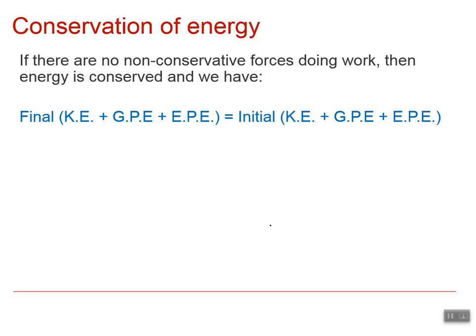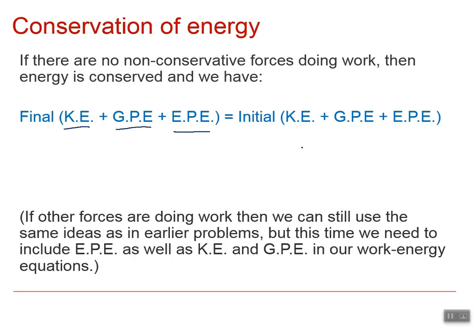So if we have no non-conservative forces doing work, things like friction or air resistance, then energy is conserved, and we have that our final kinetic energy plus our gravitational potential energy plus our elastic potential energy is equal to our initial kinetic energy plus gravitational potential energy plus elastic potential energy. We will look at questions where we have some non-conservative forces that are doing work in our next video.